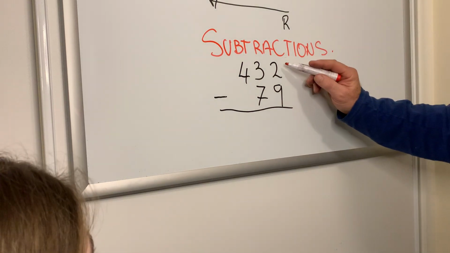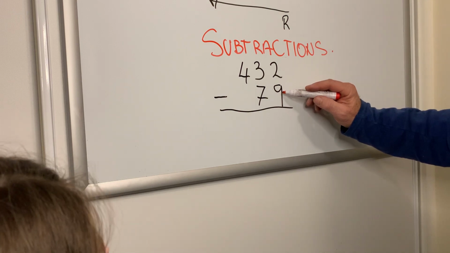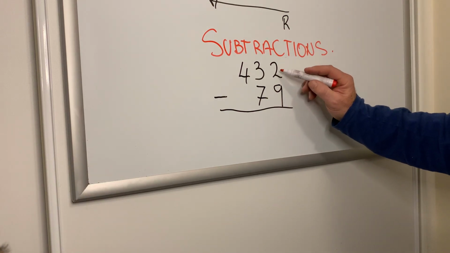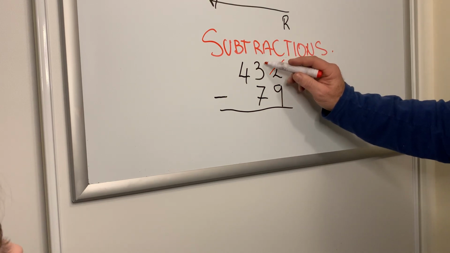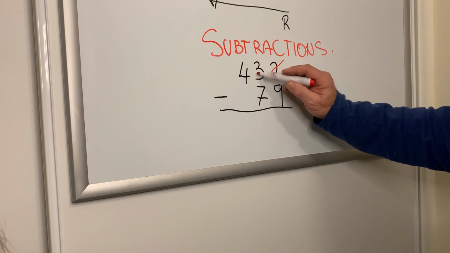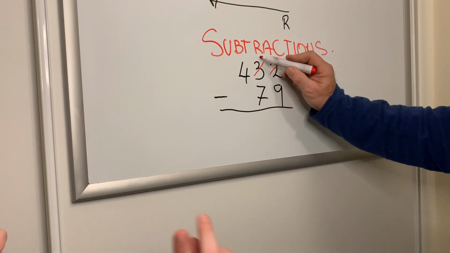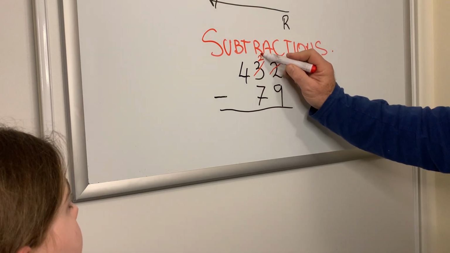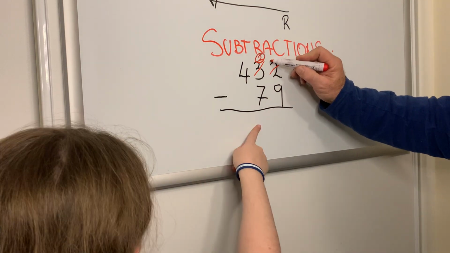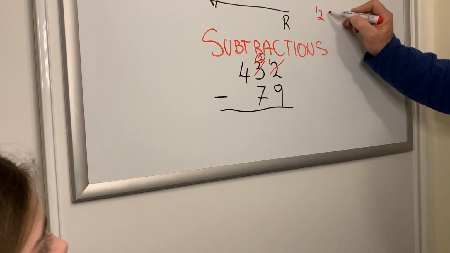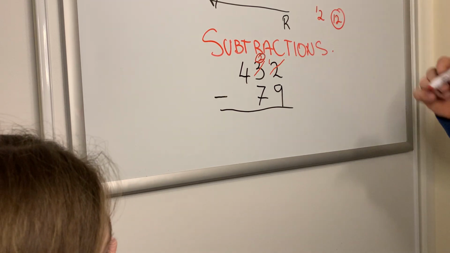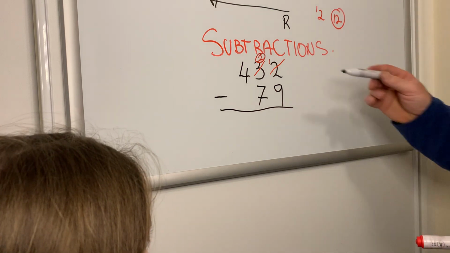2 take away 9. Can we do that? No. Good, so we can't. So what I like to do is put a cross through the 2. And what do we want to say to our neighbour? Can we borrow one? So he says, yeah, no worries, Logan. So I put a cross around that. What does this now become? It becomes a 2. And then we borrowed the 1, so the 1 and the 2 becomes a 12. So 12 take away 9.